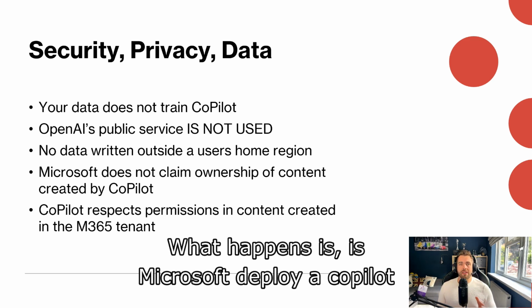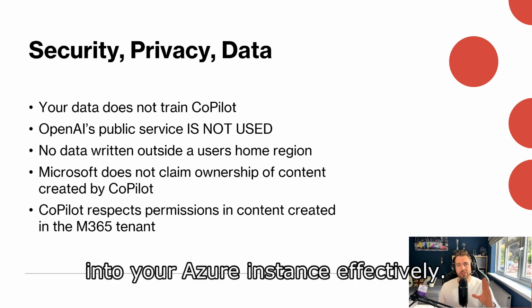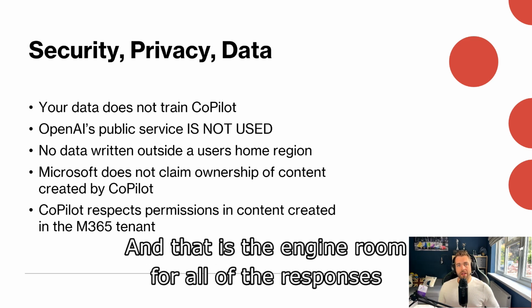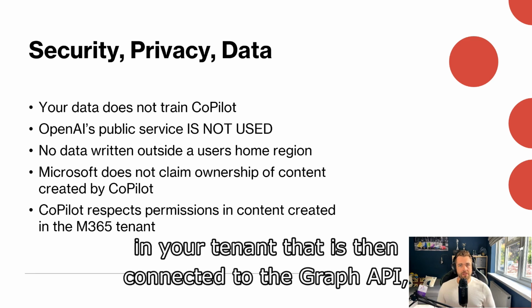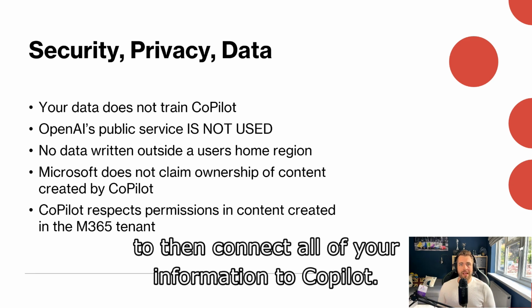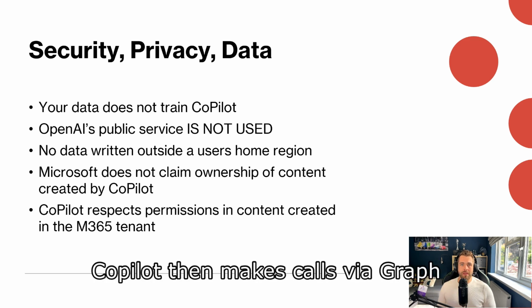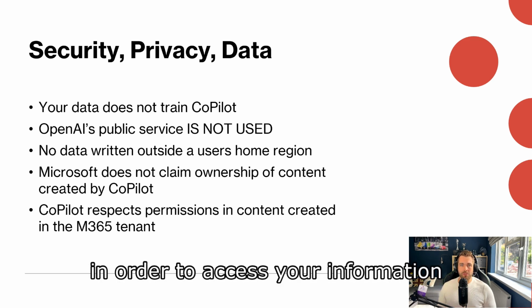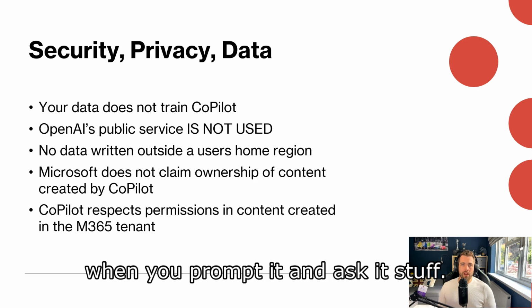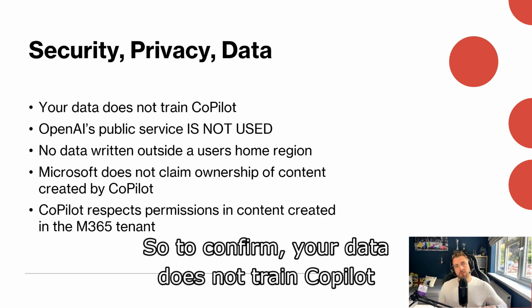What happens is Microsoft deploy a CoPilot into your Azure instance effectively, and that is the engine room for all of the responses in your tenant. That is then connected to the Graph API to then connect all of your information to CoPilot. CoPilot then makes calls via Graph in order to access your information when you prompt it and ask it stuff. So to confirm, your data does not train CoPilot.